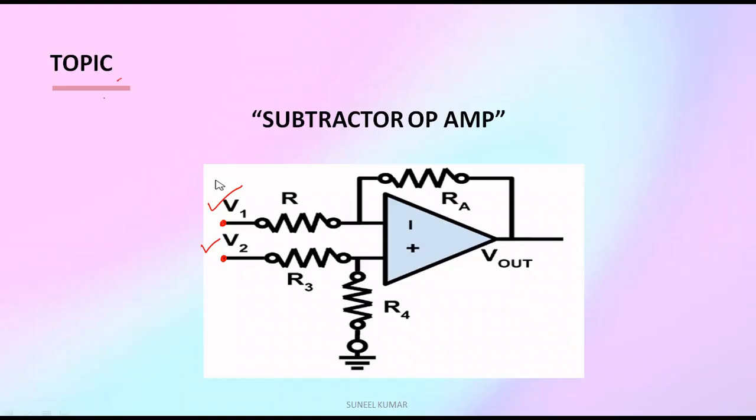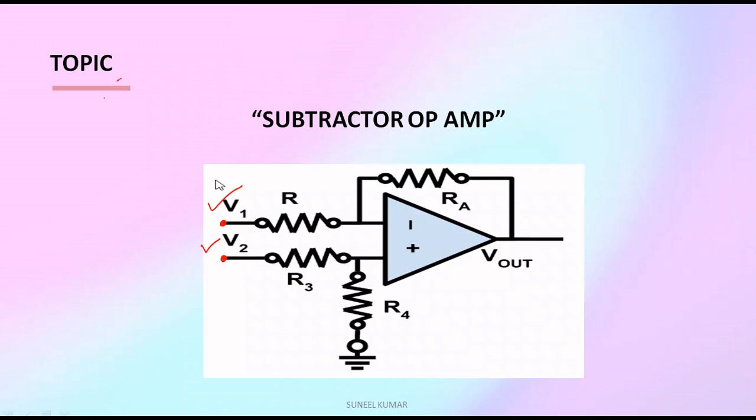So in previous lectures, we had discussed inverting amplifier, non-inverting amplifier, summing amplifier also. In inverting amplifier, we can connect our input signal only at inverting terminal. In non-inverting amplifier, we are connecting our input signal only at non-inverting terminal. The inverting terminal should be grounded. And in differential amplifier, we are connecting signals in both of the terminals.